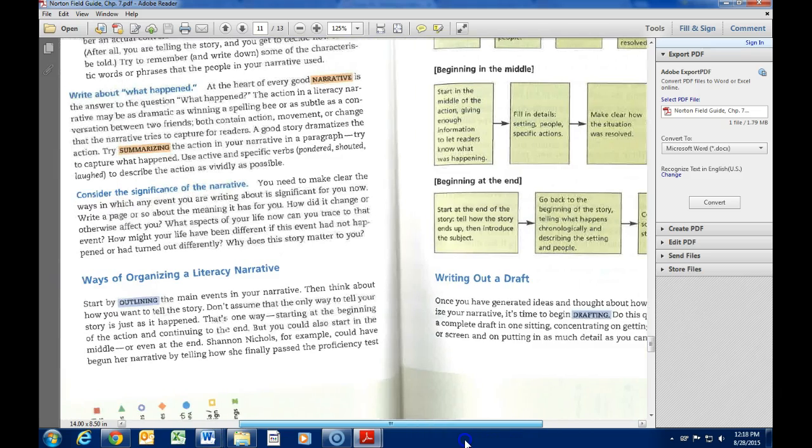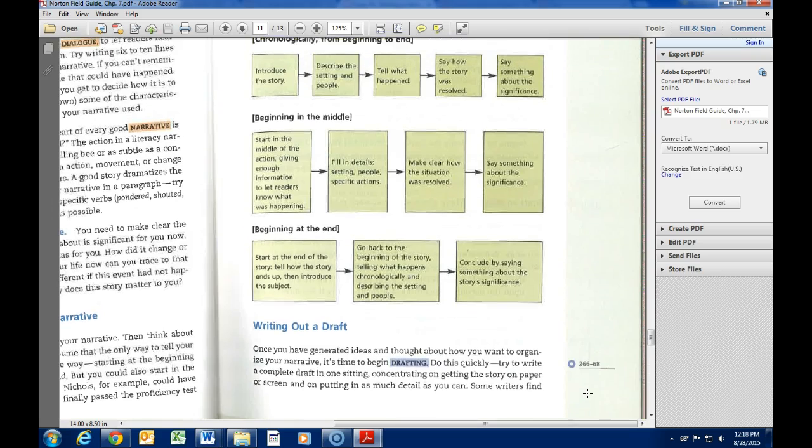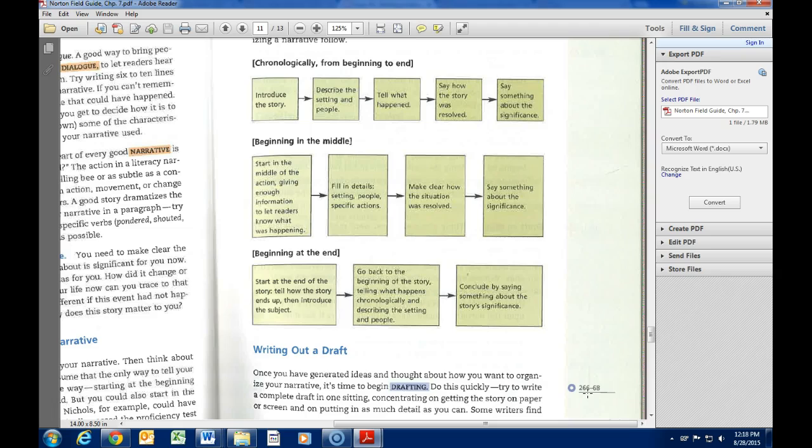Ways of organizing a literacy narrative, and we'll look at the formal outline in just a minute. So, chronologically from beginning to end: introducing the story, describing the setting and the people, telling what happened, saying how the story was resolved, and saying something about the significance. Again, this seems to address writing about one literacy event, and you're probably going to be writing about several.